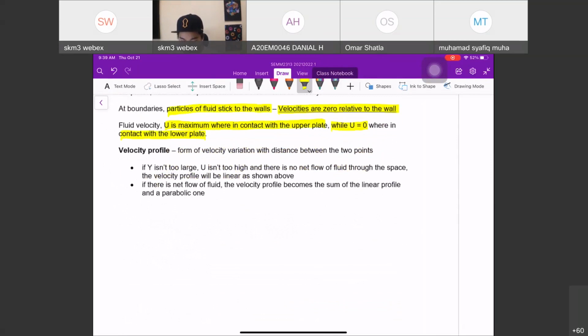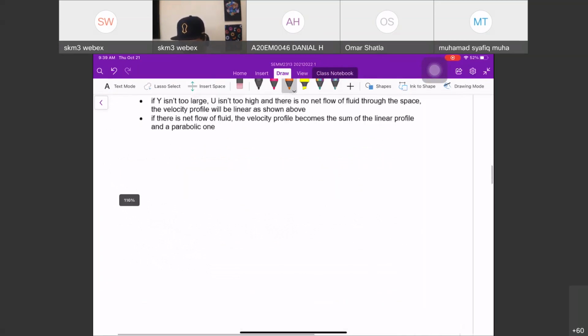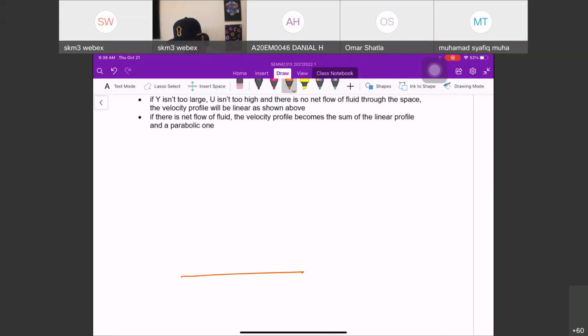Another case, for example, if we have the bottom plate, this bottom plate is fixed, and then we have the top plate.